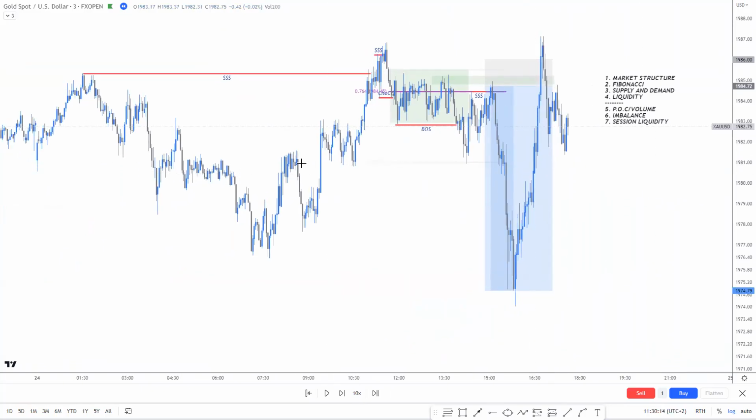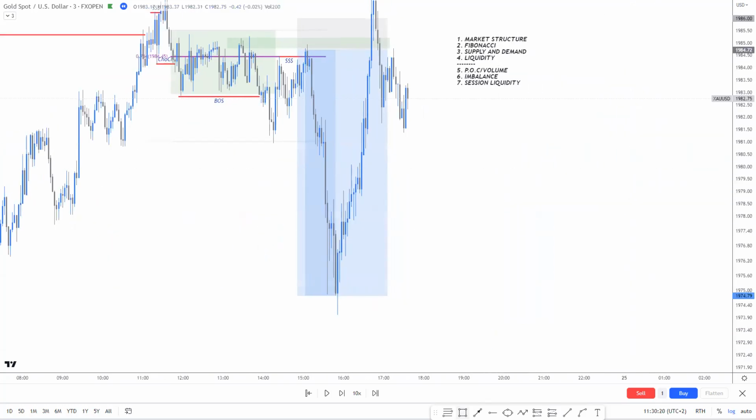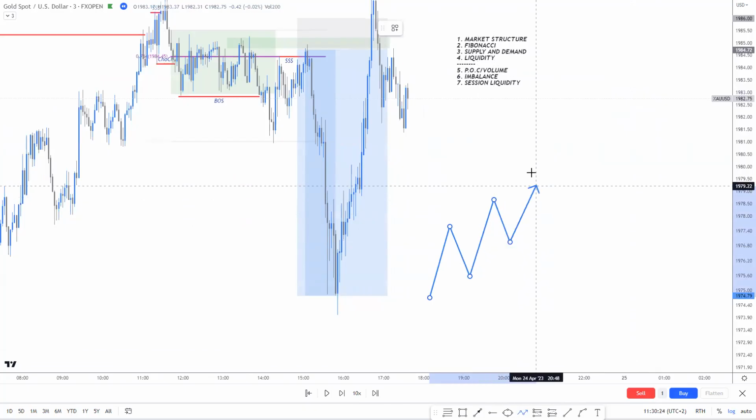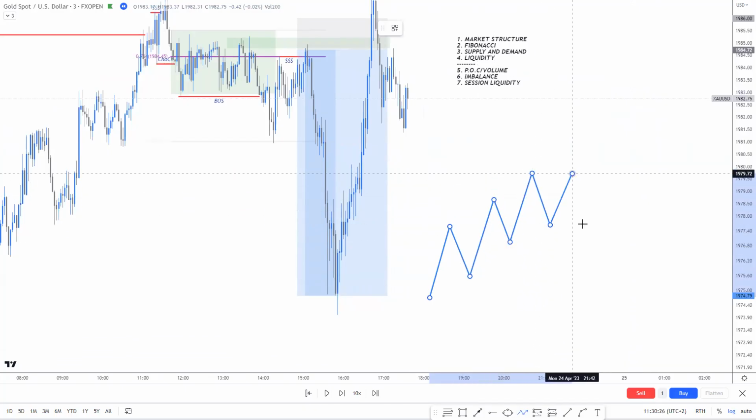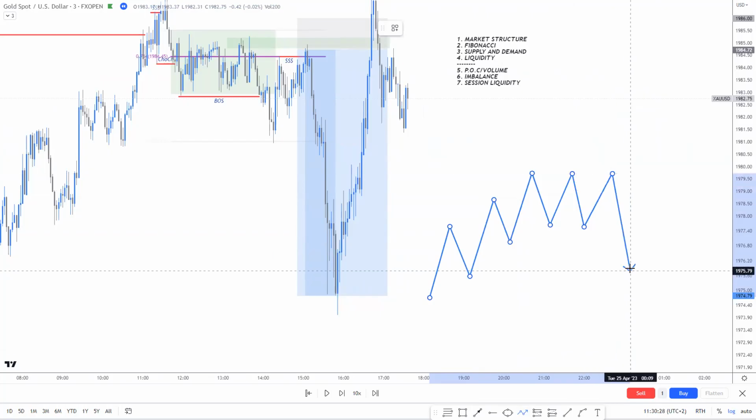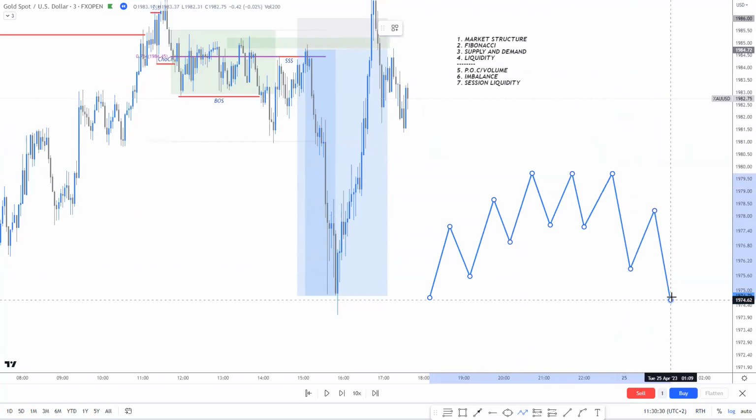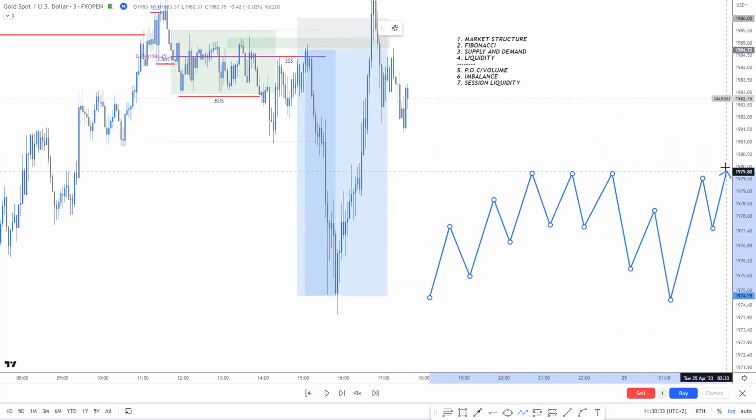So essentially, change of character is the first break of structure. I will explain fast. So remember, the market moves uptrend, sideways, and downtrend, and maybe again uptrend.